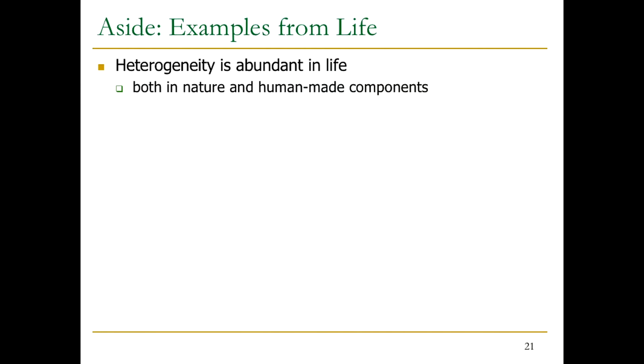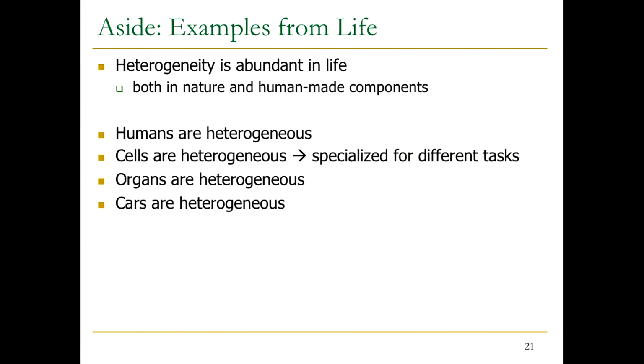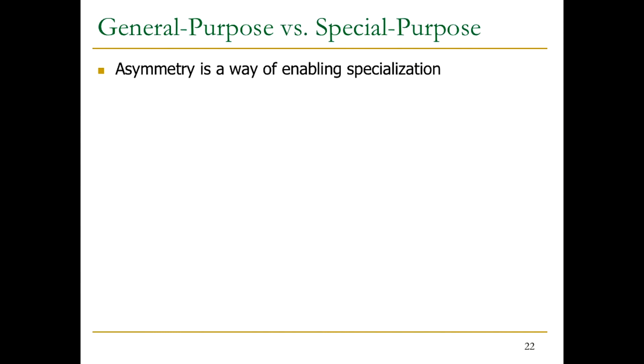Okay, from life also, heterogeneity is abundant in life, both in nature and human-made components. We're all heterogeneous, I think. Cells are heterogeneous, organs, cars, buildings, ... I know these rooms are heterogeneous really well, based on experience in this class. Right? You guys know that also, right? Okay, so there's nothing surprising here. So why not make things heterogeneous also in system design? And then, as I said, some of it has to be heterogeneous anyway, because you cannot control some part of heterogeneity. If you try to control it, you become worst case. You're really optimizing for the worst case.